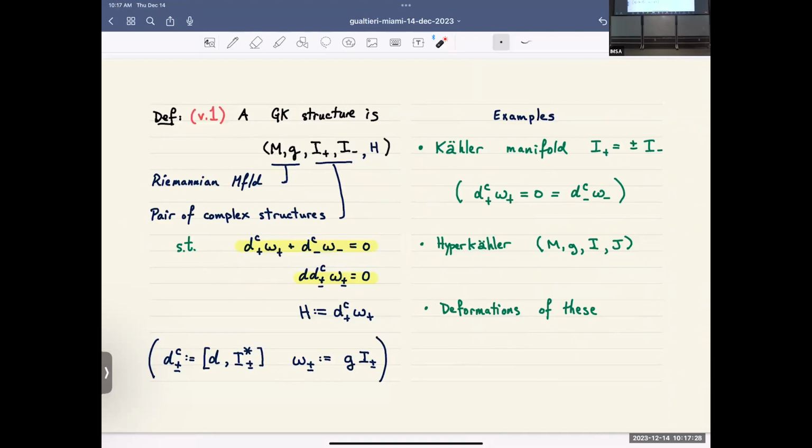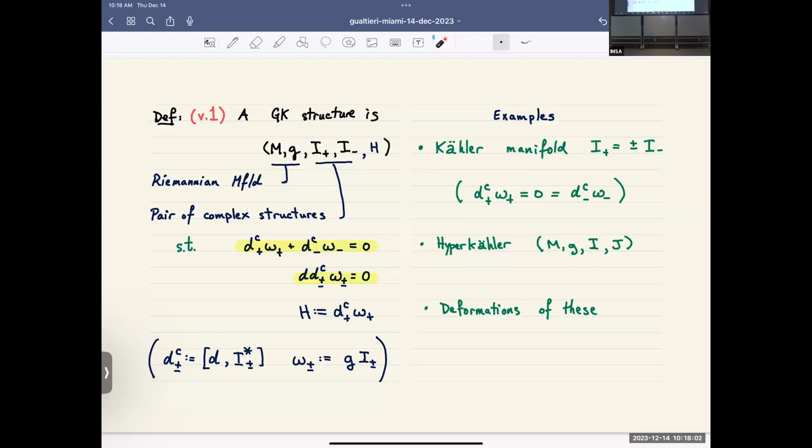Okay, so more examples. So we have, of course, Kahler manifolds. They're the boring ones, where you take I plus and I minus to be the same, or minus of each other. So in other words, there are 2 ways of embedding Kahler into generalized Kahler, depending on whether you take I plus and I minus with the same sign or with the negative sign. The other example is hyperkähler. If you forget K and you only use I and J, they will both be compatible with respect to G, and they will satisfy, of course, this equation because they're both Kahler.